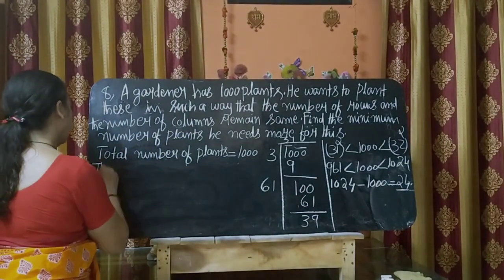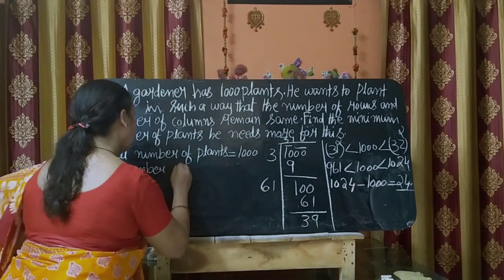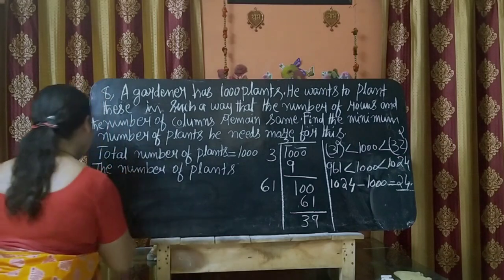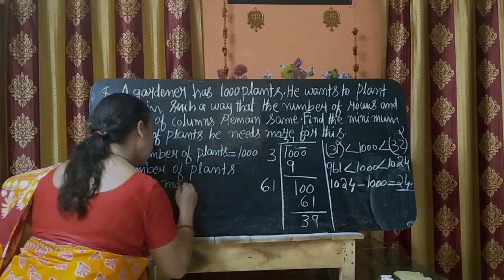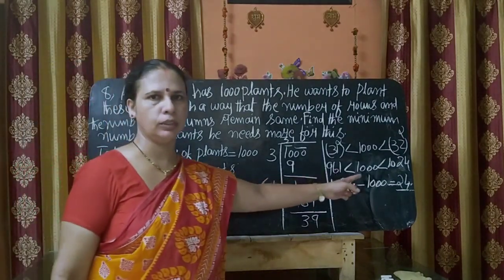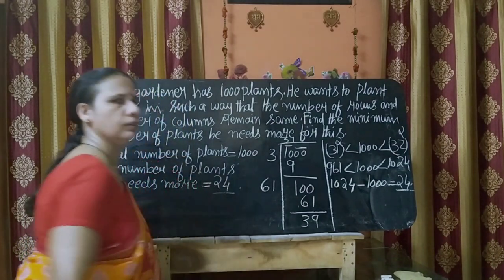The number of plants he needs more is, how many plants he needs more? 24 plants. Copy down.